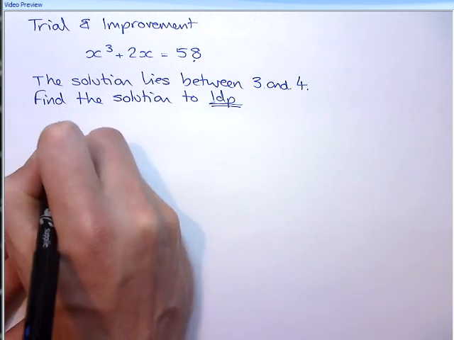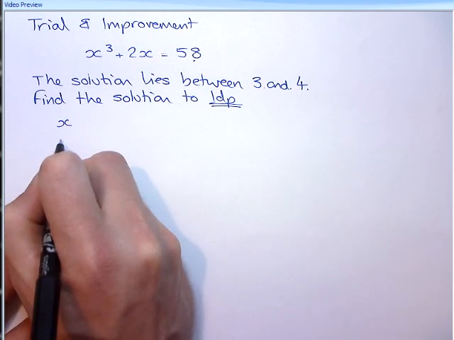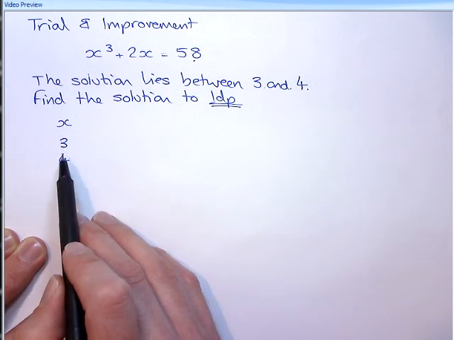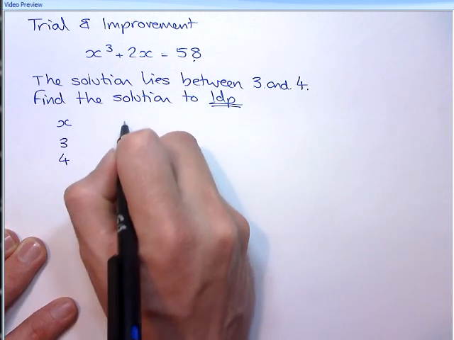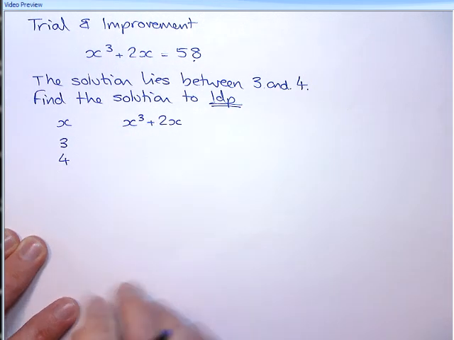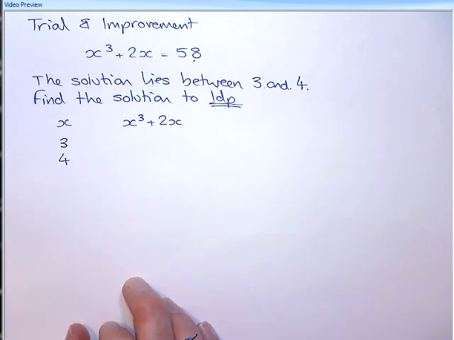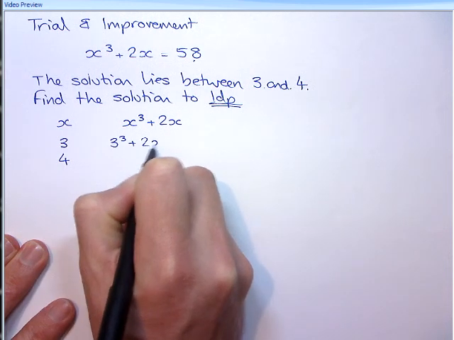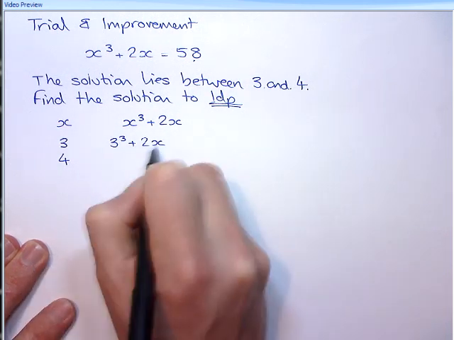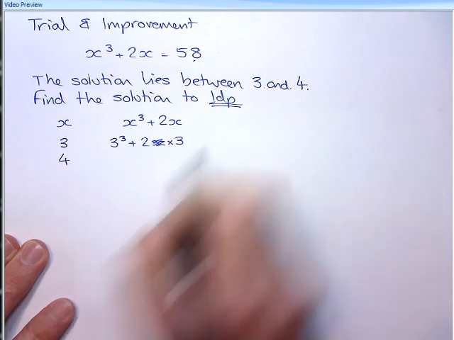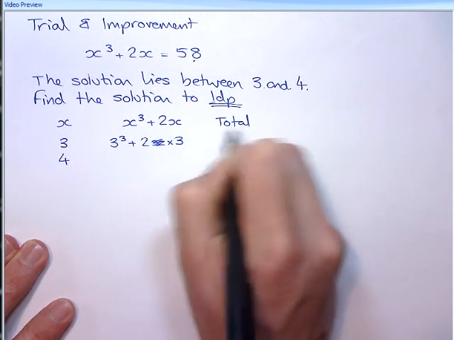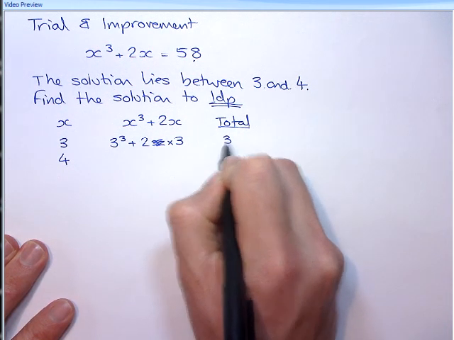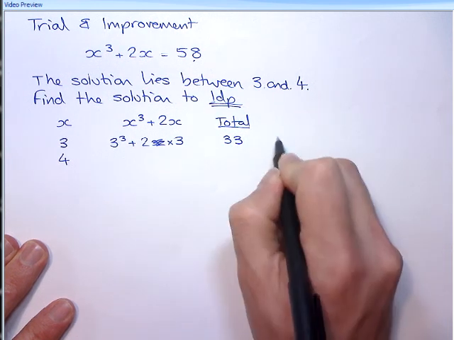So my advice is, we're going to choose x as 3 and 4 because that's what we're told. If we do this, we'll have a better idea where we're going to guess. Now it's really handy to put this in a table, because your examiner will expect you to, and it's very easy to follow. So if x is 3, we're going to put in 3 cubed plus 2 times 3, because x is 3. When we do that, we get what we call a total. Type that straight into your calculator. That's 33, and we're trying to make 58, so that's too low.